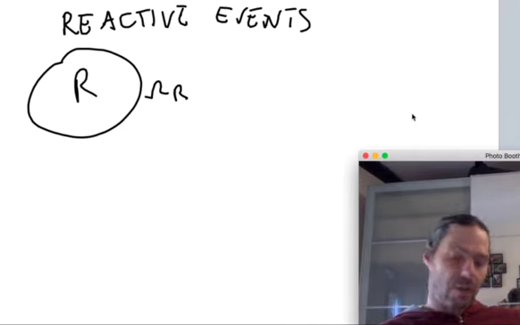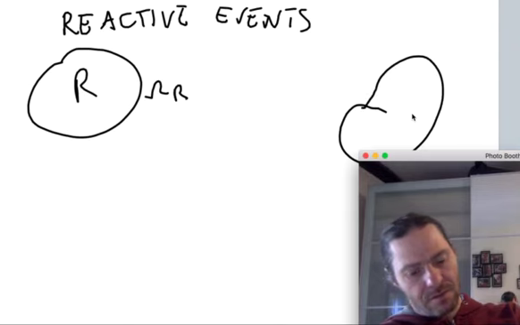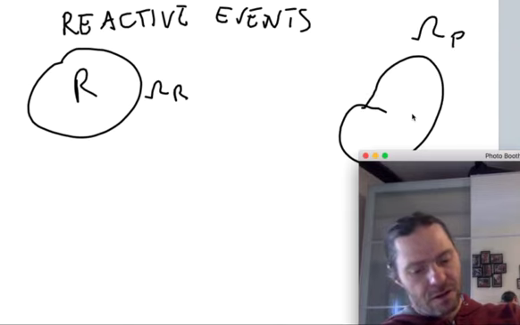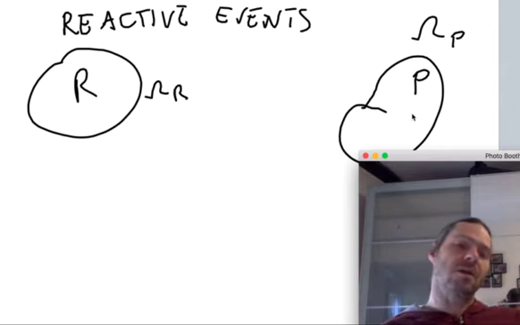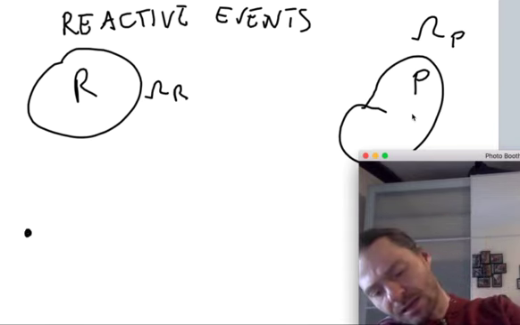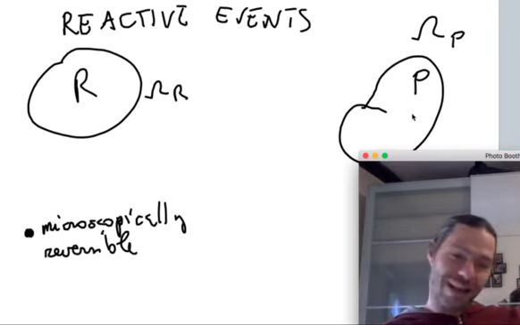Then I will consider another region of configuration space surrounded by another hypersurface, Ω_P, and I call this the reaction product. And then I will make some assumption about the underlying dynamics. I assume the underlying dynamics is going to be microscopically reversible, so that I'm sure that if I wait long enough, I reach equilibrium.